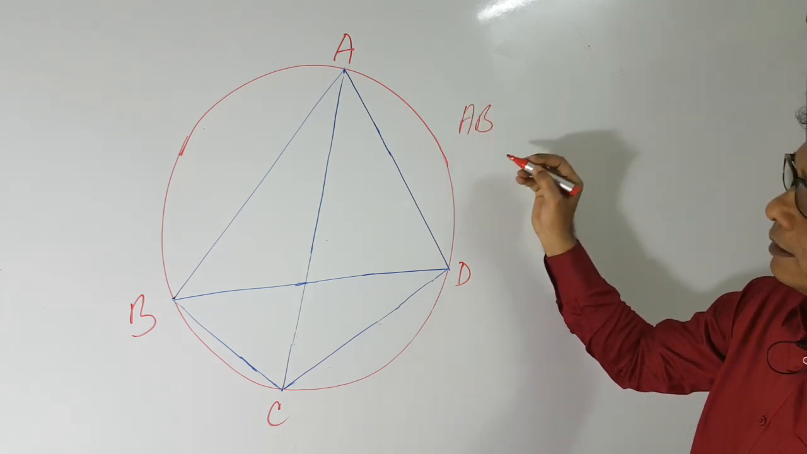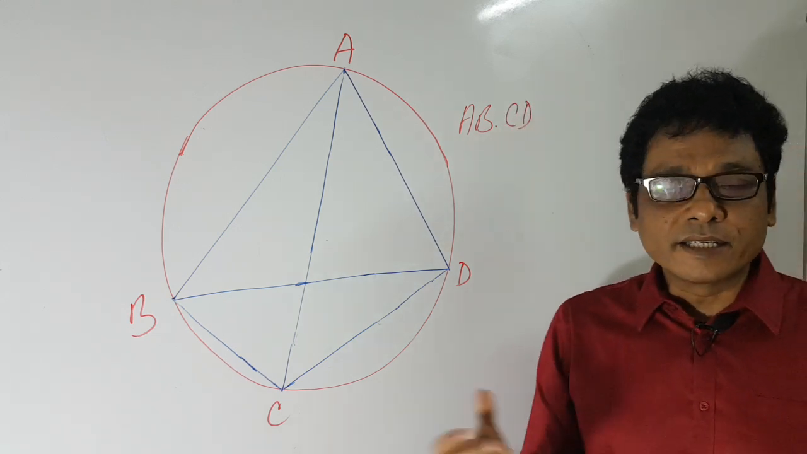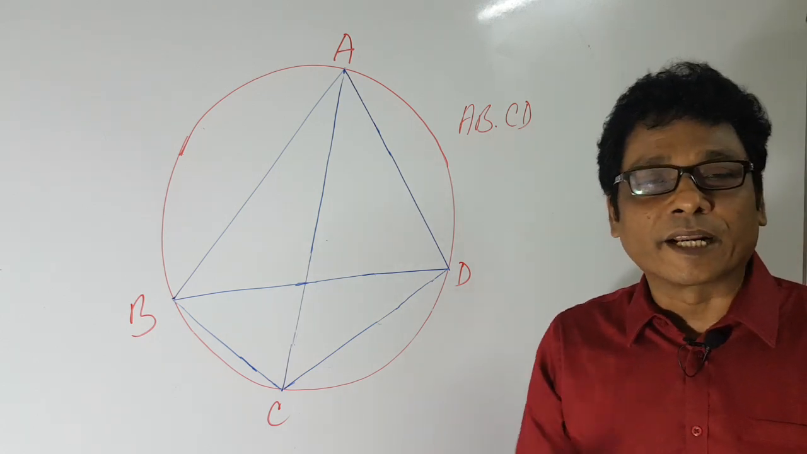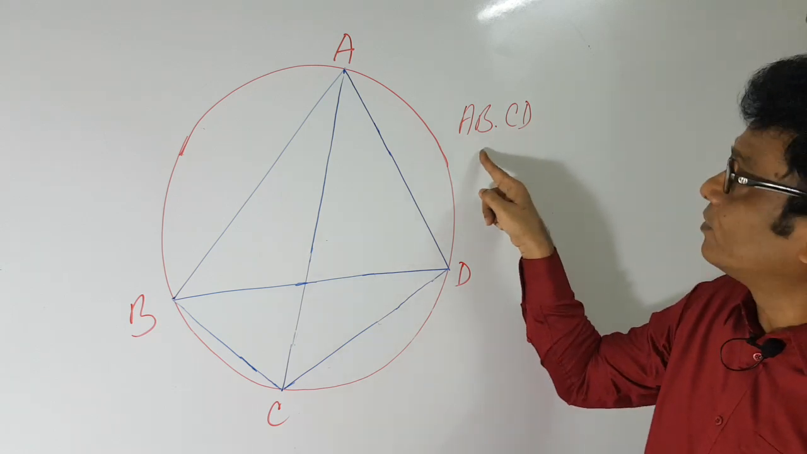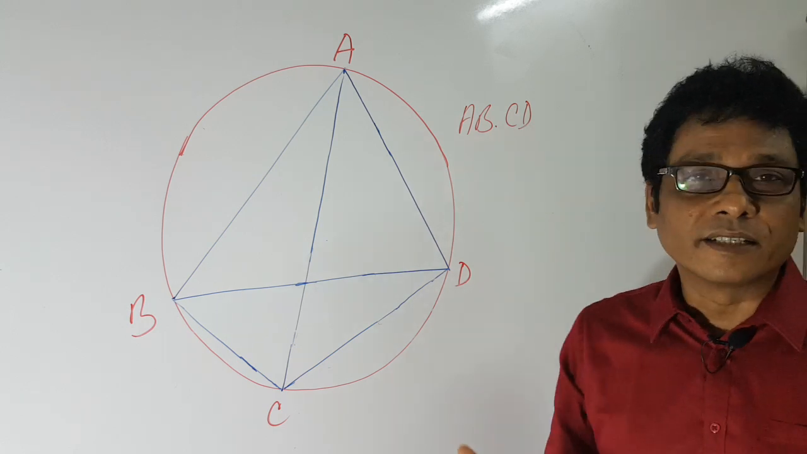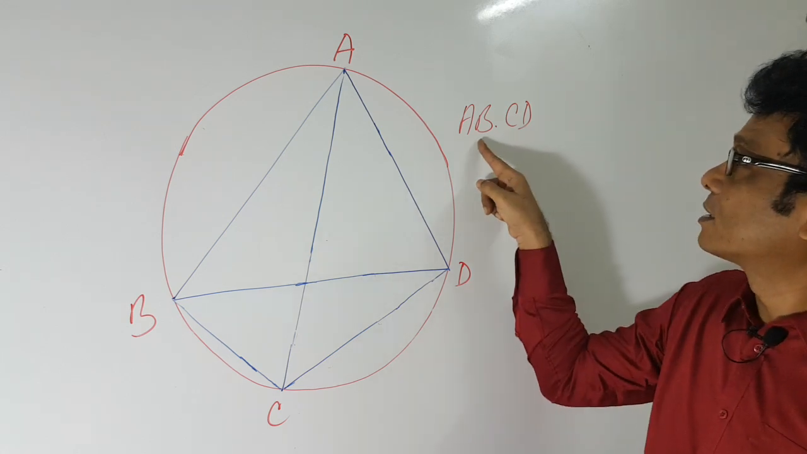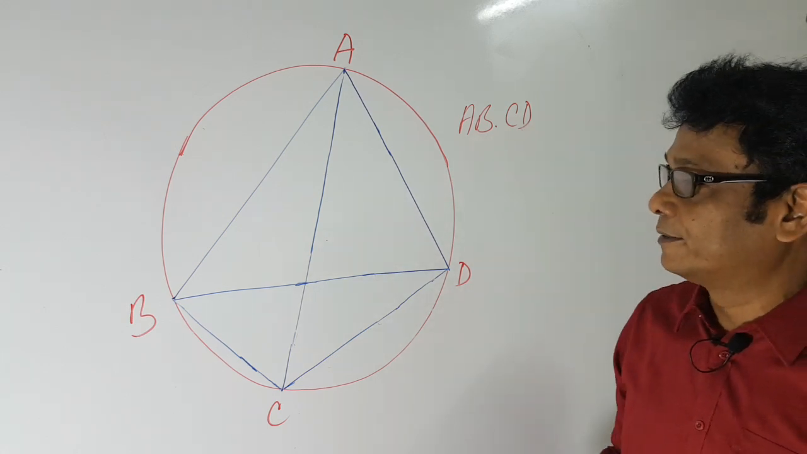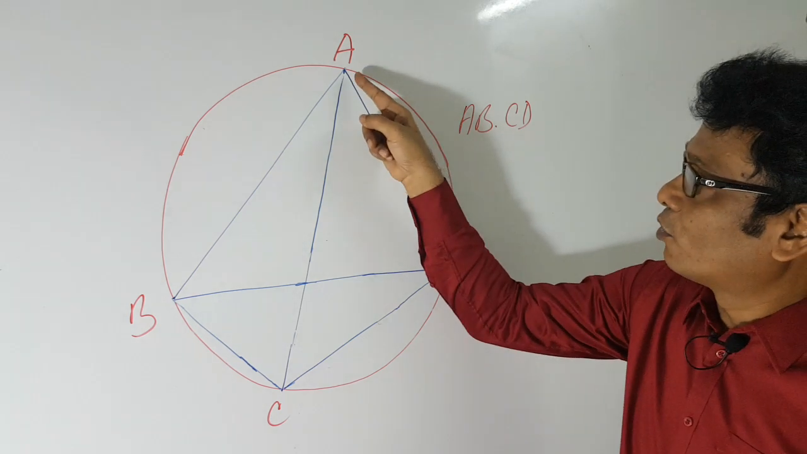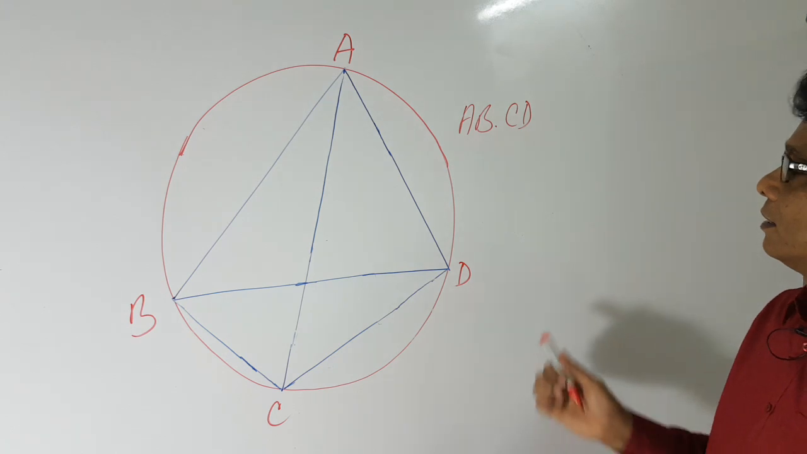Here, AB into CD. What is AB into CD? AB into CD is the area of a rectangle whose length is AB and breadth is CD. This is the rectangle constructed by the opposite two sides of the quadrilateral, AB and CD.